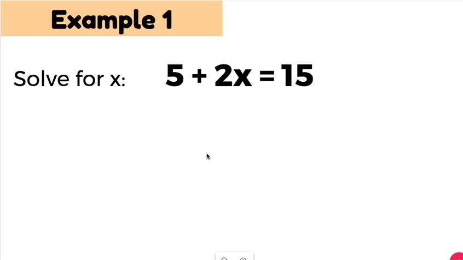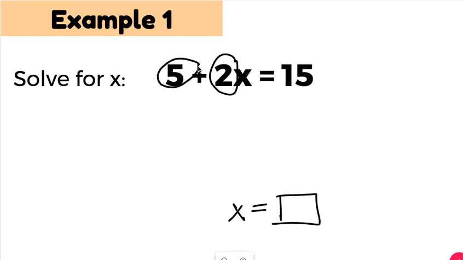So step 2 is remembering what our goal is. Our goal is to have x by itself. Then I know x equals some number. So I have two numbers in the way of being able to find x. I have this coefficient that's being multiplied, and I have this 5 that's being added. Those are the two numbers that need to go bye-bye.